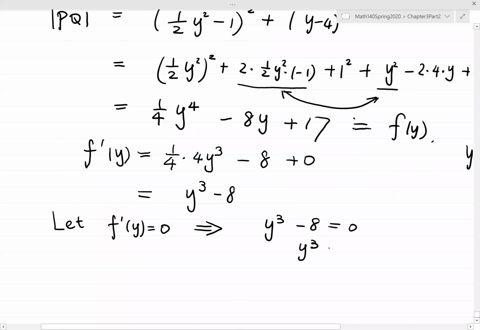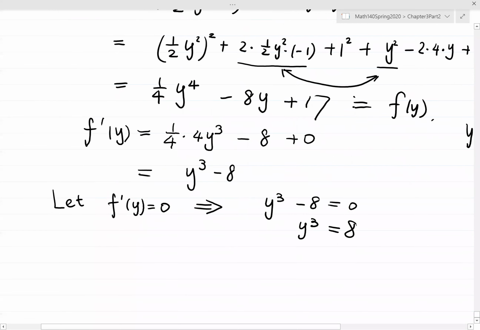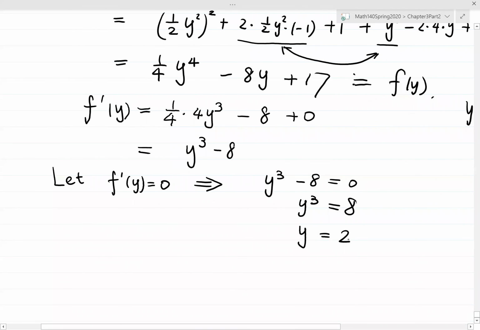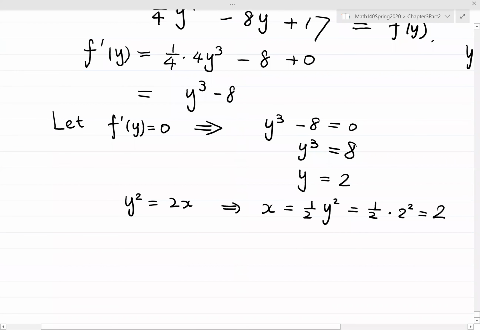So y³ is 8. And then take the cube root, so we get y is actually 2. y is 2, then remember y² is 2x. This means x is half y², plug in 2. Half of 4, we get 2. So here you see, we only have one critical number. We only have one critical number. This means this is the unique solution for this problem.